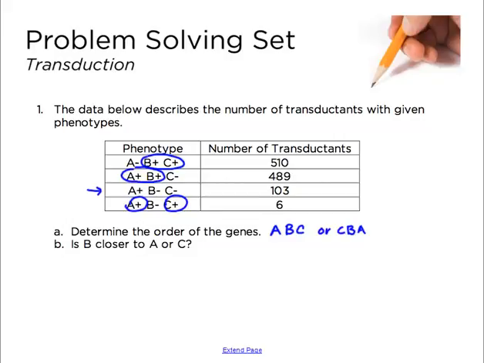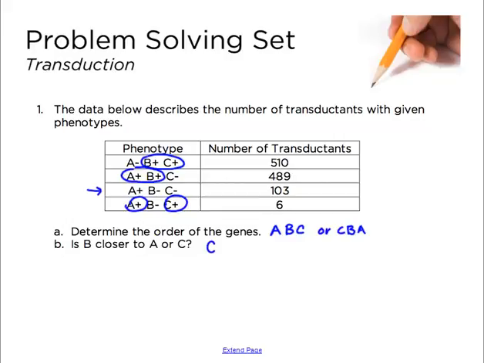So part B: is gene B closer to A or C? We know that B is in the middle, but which one is it closer to? Well, 510 and 489 are very close, but they are slightly different. Again, the higher the number of co-transductants, the closer the genes are together. So 510 being greater than 489, we know that B and C are closer together than A and B are. So the answer here is that B is closer to gene C.